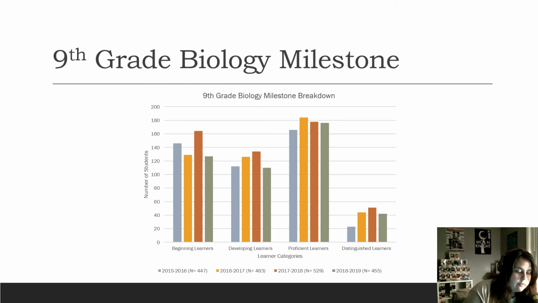We have a few rises and falls for the beginning learners. Not too much change for our developing, and then we have had an increase in distinguished learners, although we did have a bit of a dip between the third and fourth years of data collected. And I think the goal that we should be working for is to increase the amount of students in this category.